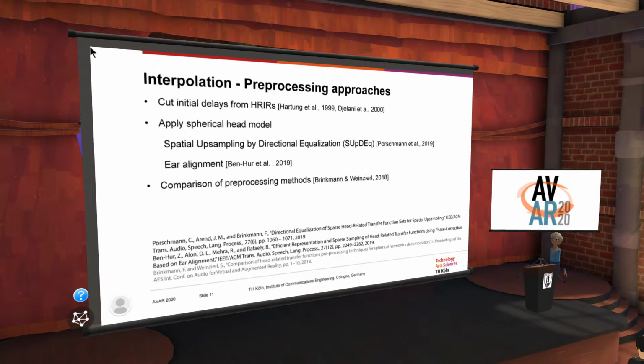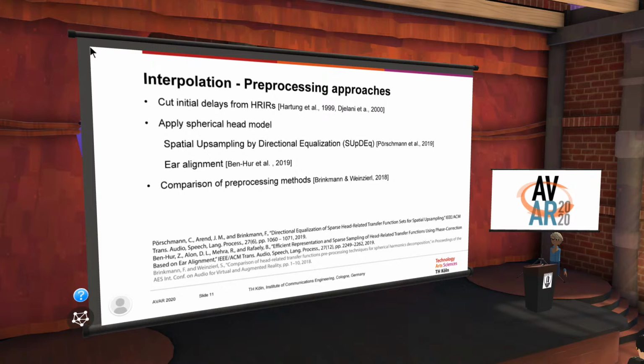There are lots of preprocessing approaches around. In the 90s, they had the idea of cutting the initial delays of the HRIRs, maybe on a subsample basis, and then doing interpolation. And of course, oh, I forgot that, after the interpolation, you have to invert this preprocessing to put everything in the right position again.